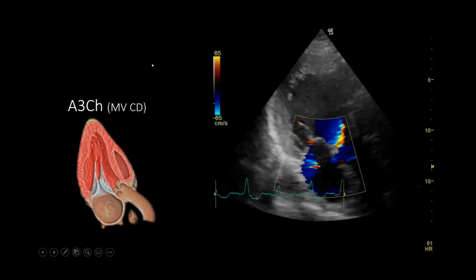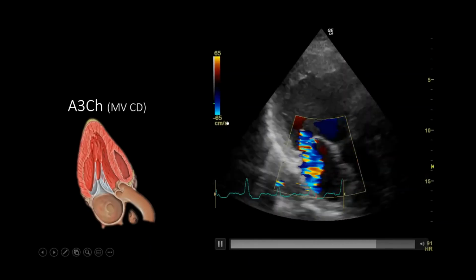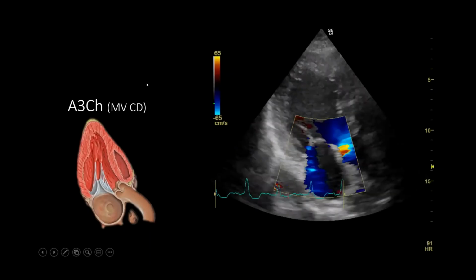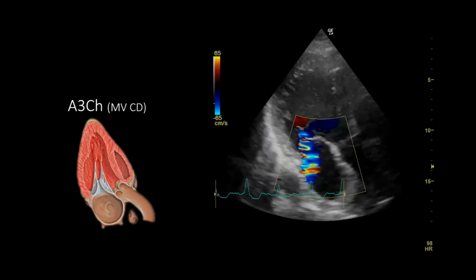And also we put a bit of color here, and you can see a jet sort of going back into the left atrium there. That's some mitral regurgitation. So this gentleman has a little bit of MR as well.